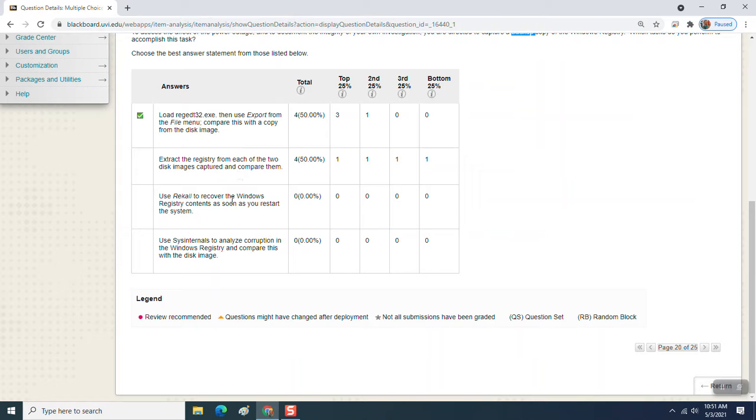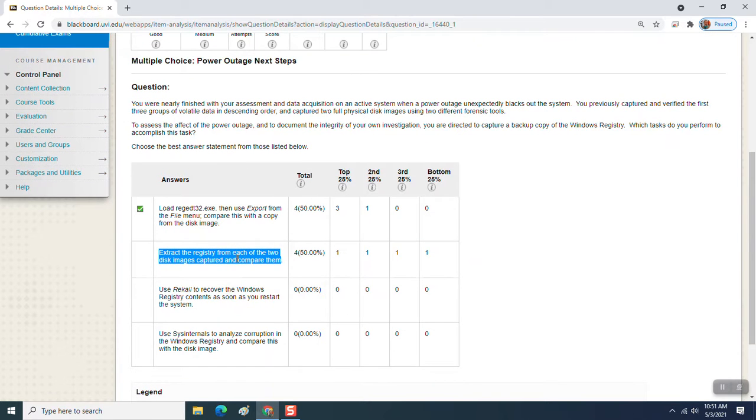To use recall to recover Windows, nobody chose that answer. To use Sysinternals, that's on a live system, but a number of students said extract the registry from each of the 2 disk images captured and compare them. Well, that would verify that the registry in the disk copies are correct, but that's not what the question reads. You want to make sure of the effect of the power outage on the active workstation, so you're comparing a copy on the active workstation with a backup copy.